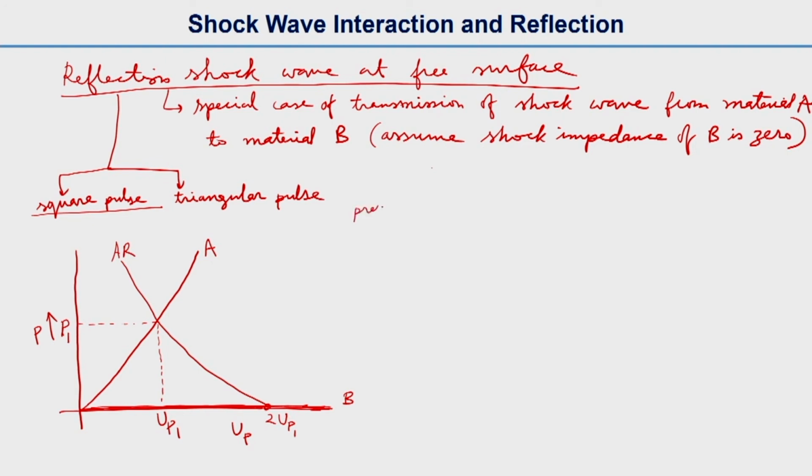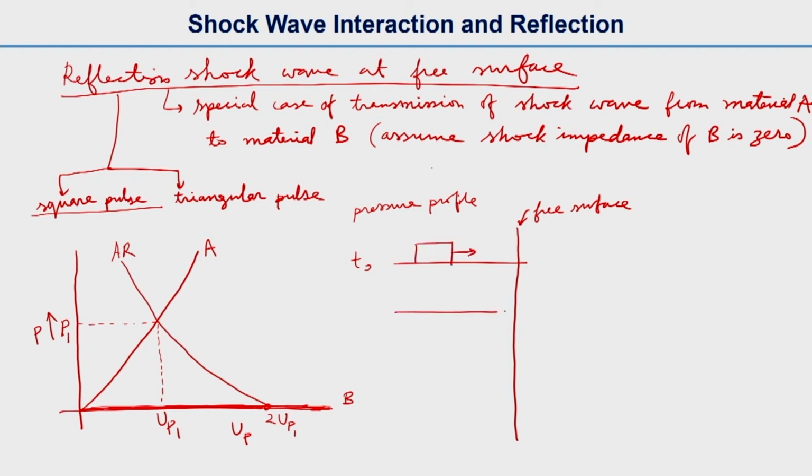So if you draw the pressure profile, you have the free surface. I will write a vertical line, this one is the free surface. At time t naught, this pressure pulse will travel towards the free surface. At time t1, the pressure pulse will hit the free surface, and you know that we have a release wave following the primary wave. At time t2 the wave will reflect back.